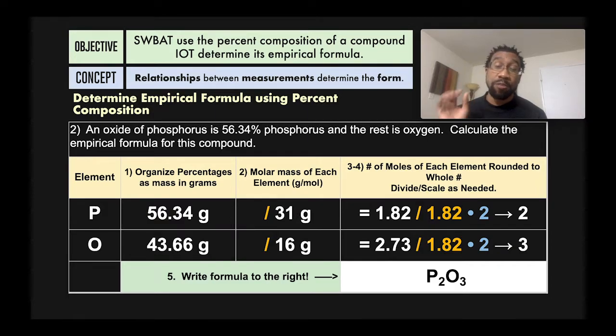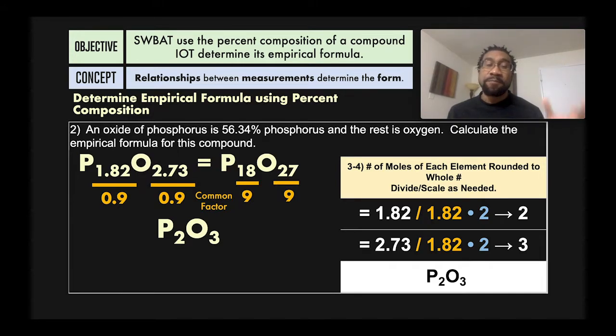And I'm actually going to show you another way to get these empirical formulas if you have the number sense, or if you've developed enough number sense to identify some patterns. If we look at this, we have 1.8 and 2.7. Now, if you're familiar with some of your times tables, those number patterns look familiar. They look like 18 and 27. So if we rewrite this, I can say this is P18 and O27.